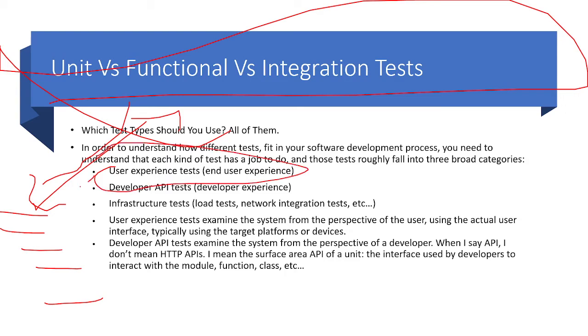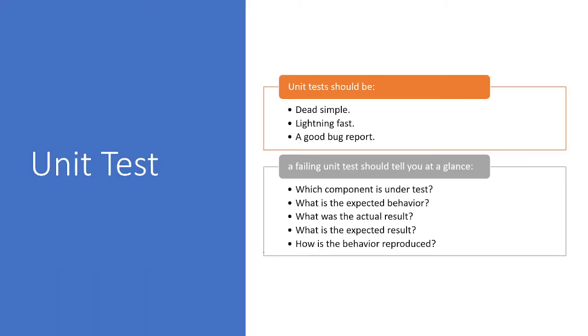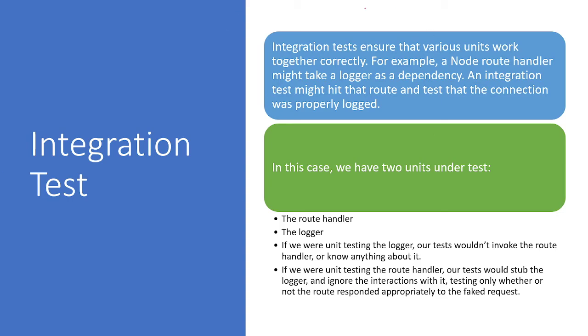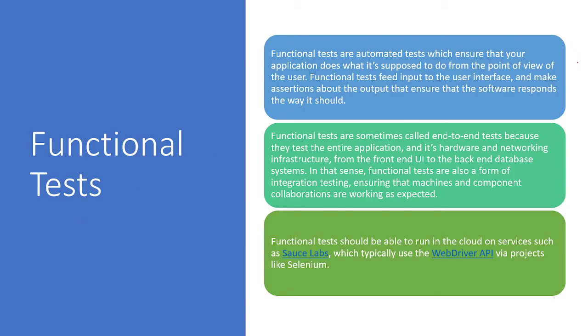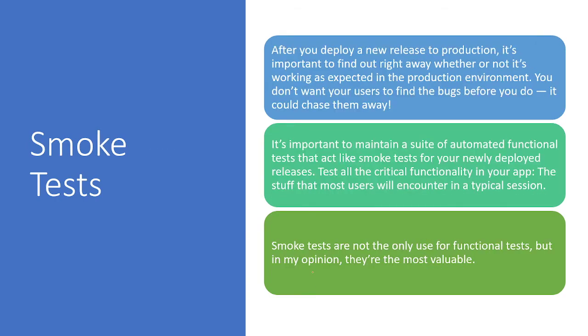User experience, right? Developer experience, developer API test. The unit test should be dead simple, lightning fast, easy to debug. A failing unit test should tell you which component is under test, what is the expected behavior, what are the actual results, what are the expected results, and how the behavior is reproduced. The integration test ensures the various units work together. Functional tests are automated tests which ensure that the application does what it's supposed to from the point of view of the user. Smoke tests: after you deploy a new release of the product, it's important to find out whether or not the product is working correctly.